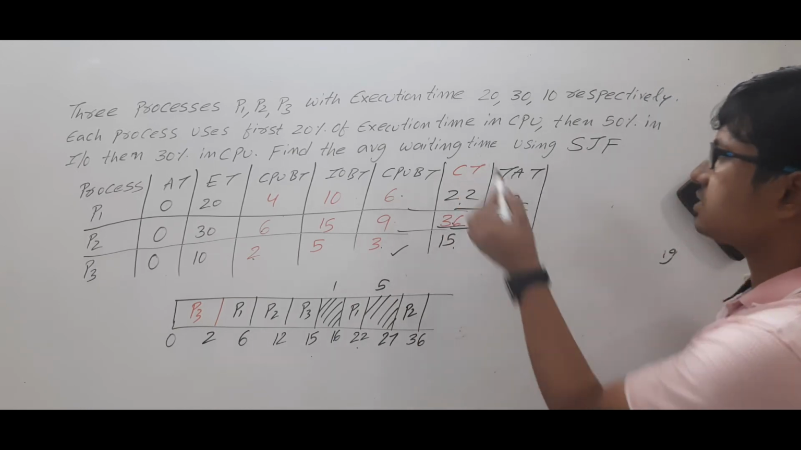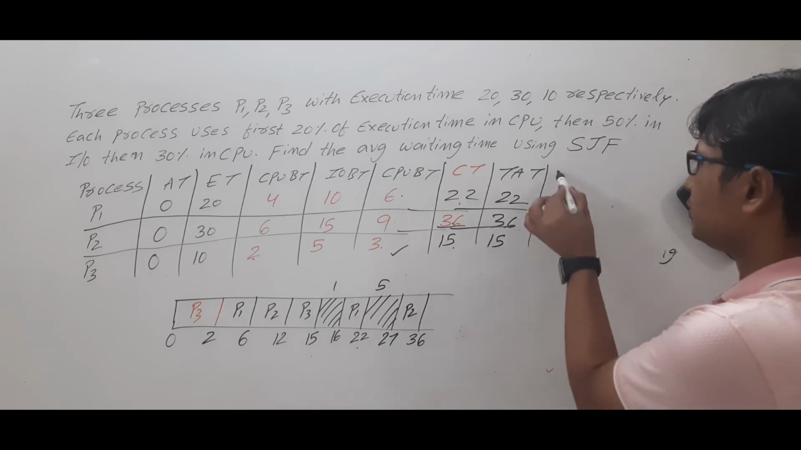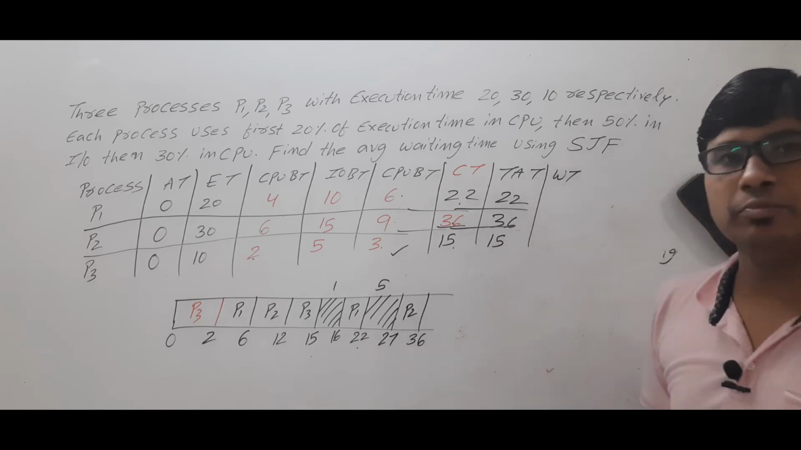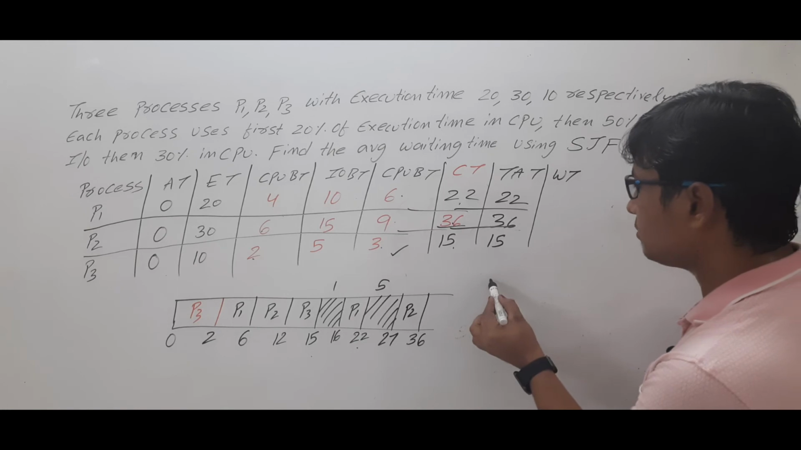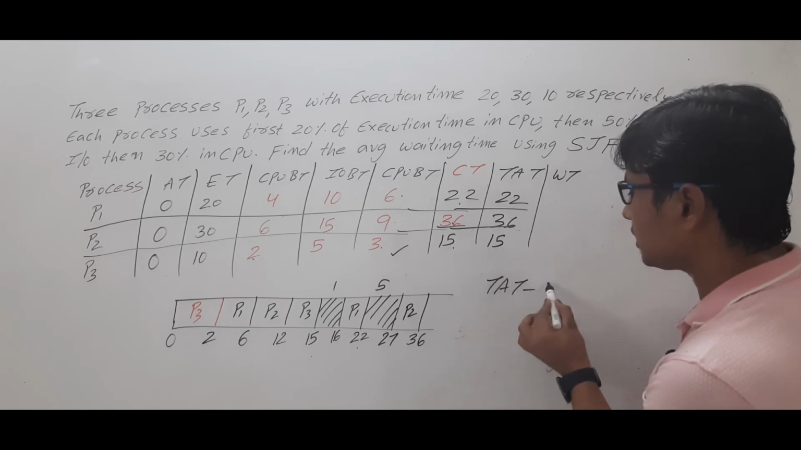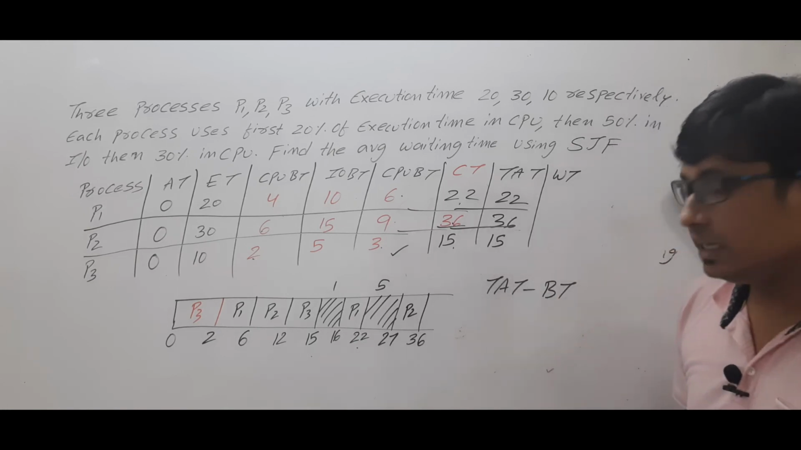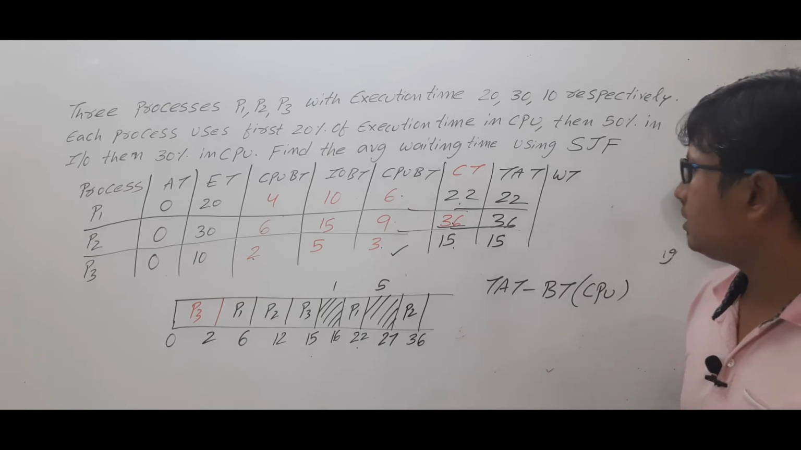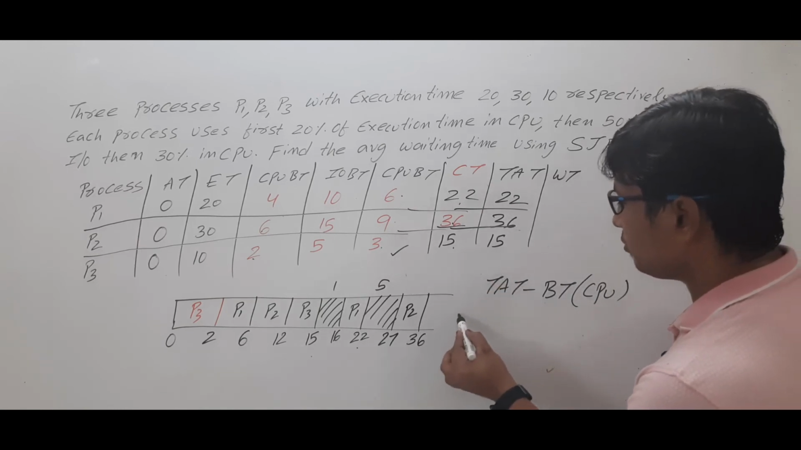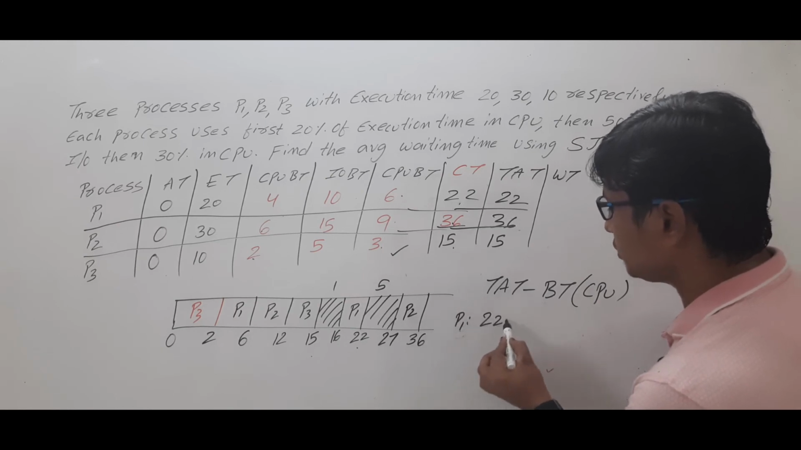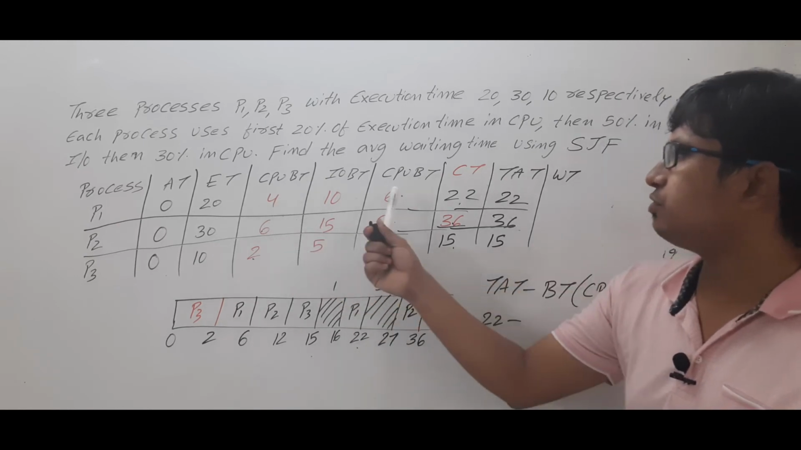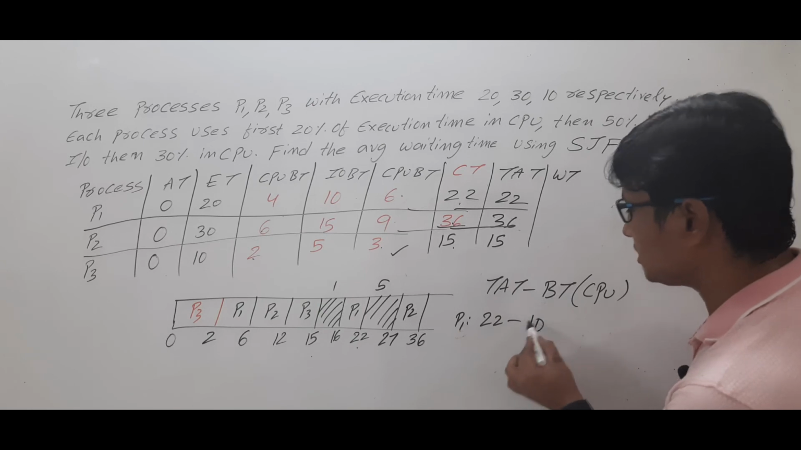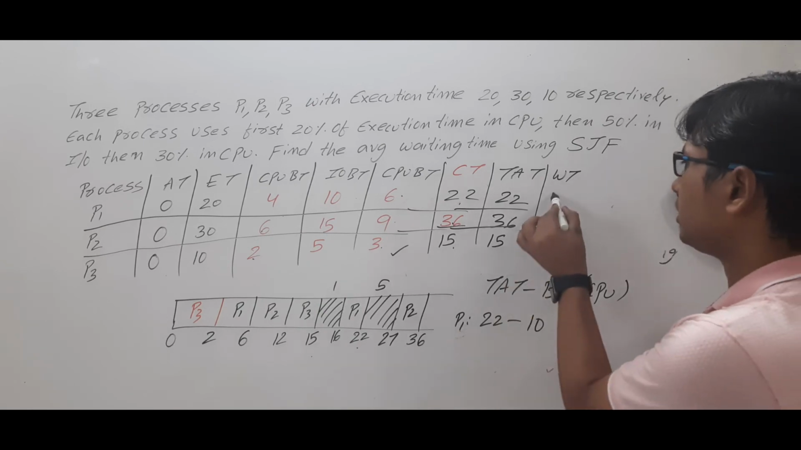Then they have asked for the average waiting time. So first we need to compute the waiting time of each process. Waiting time is equal to turnaround time minus burst time. Here the burst time is only the CPU burst time. So, the turnaround time of process P1 is 22 and the CPU burst time is 4 plus 6, which is 10. 22 minus 10 is 12.